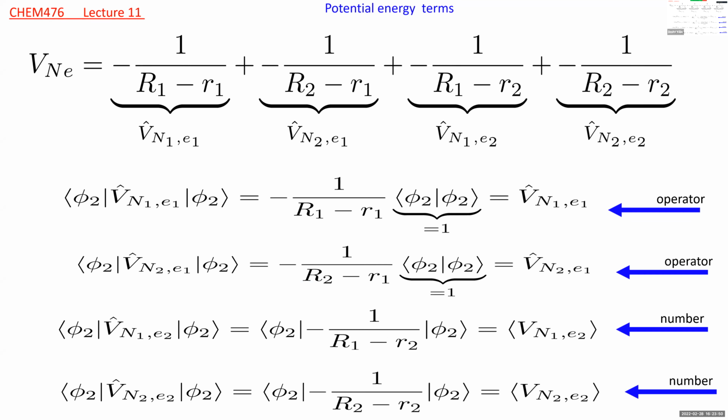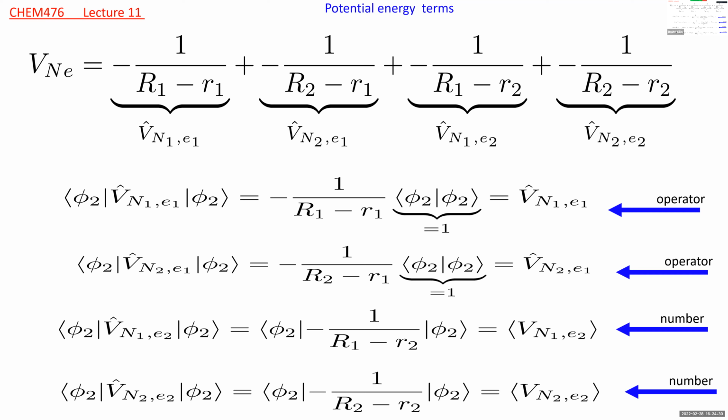So the first one doesn't depend on the second electron, so nothing is changing. We are doing absolutely the same as before. N1, E1 remains an operator. If you look at the interaction of the second ion with the first electron, if we do an average over the second electron, it still remains V N2 E1. It's still an operator. But when we do the second part, the interaction of the first and second ion with the second electron, we are getting expectation values of this interaction.